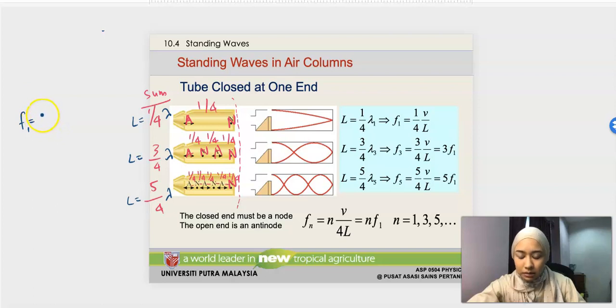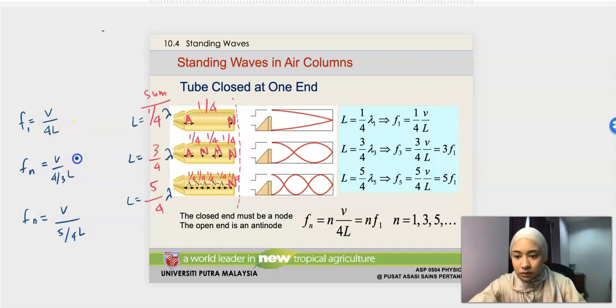It is lambda, sorry, it's V over lambda, right? So V over lambda, and lambda is 4L. So that is your fundamental frequency. We don't know yet what N this is. So V over 4L, but this one is 4/3L. And this one, we don't know as well.